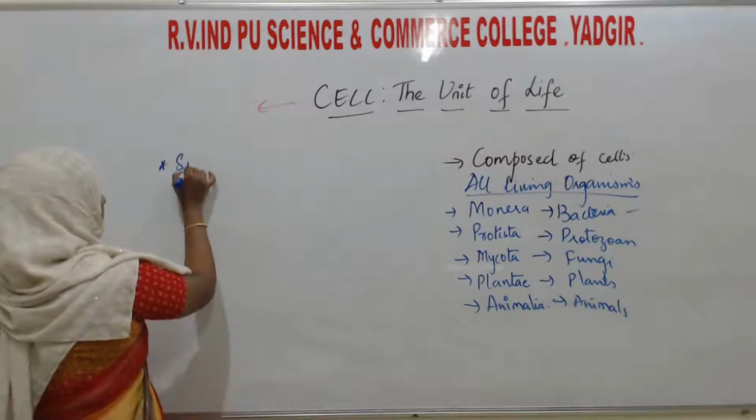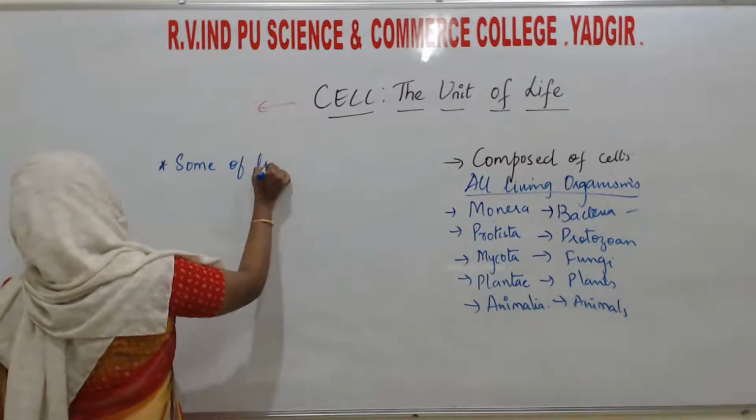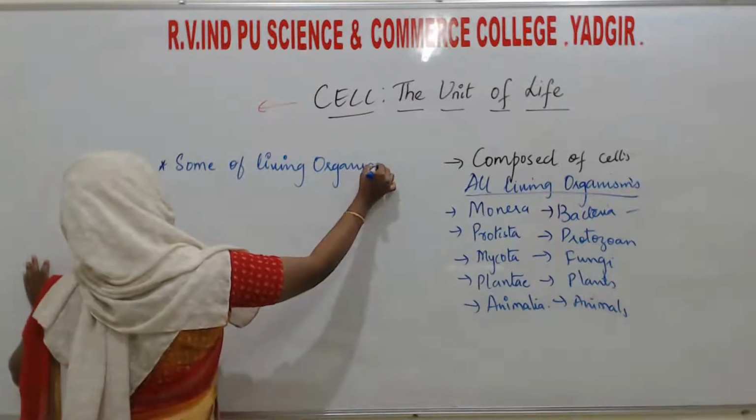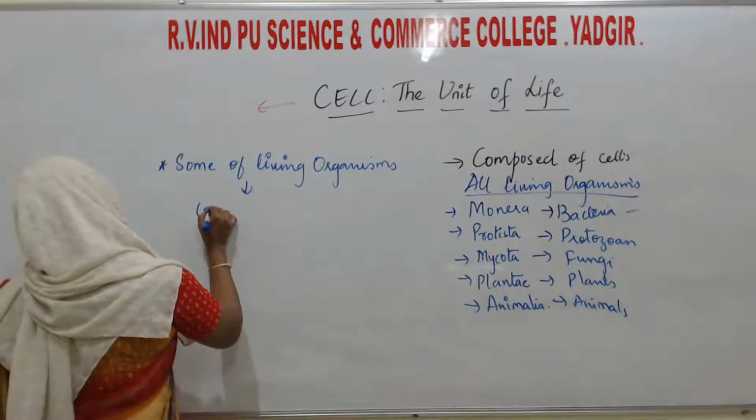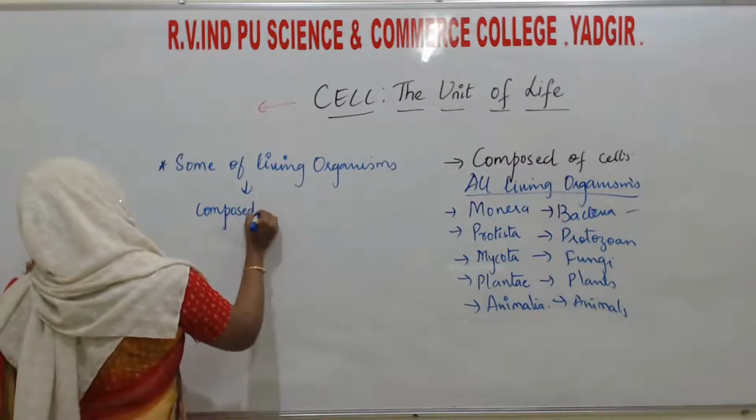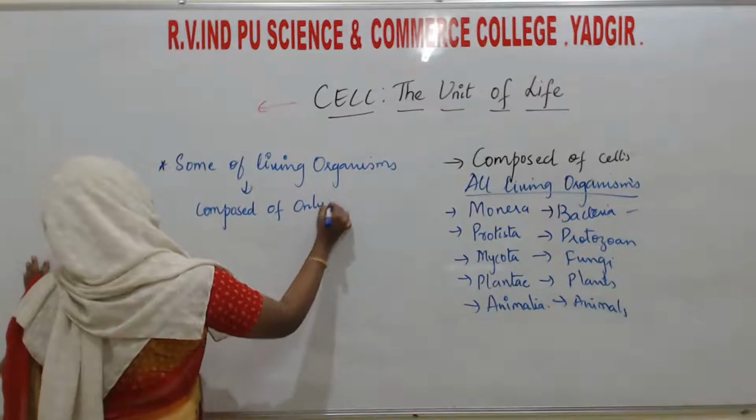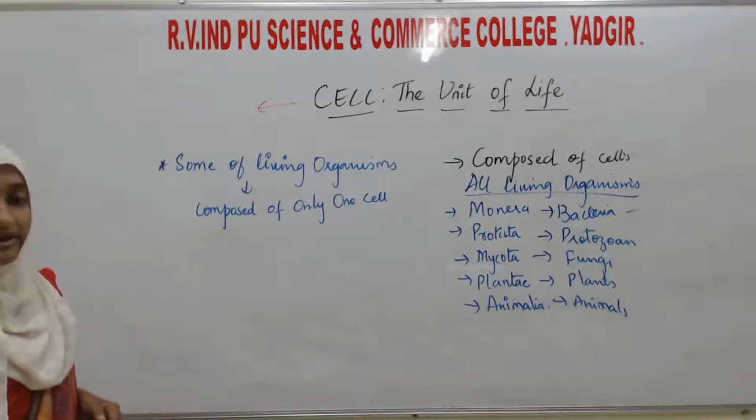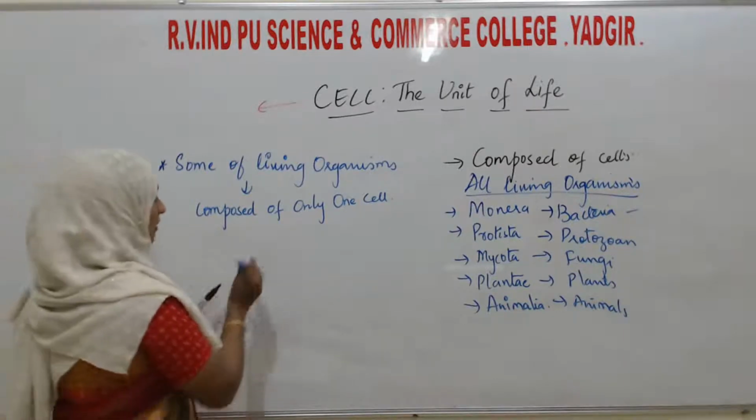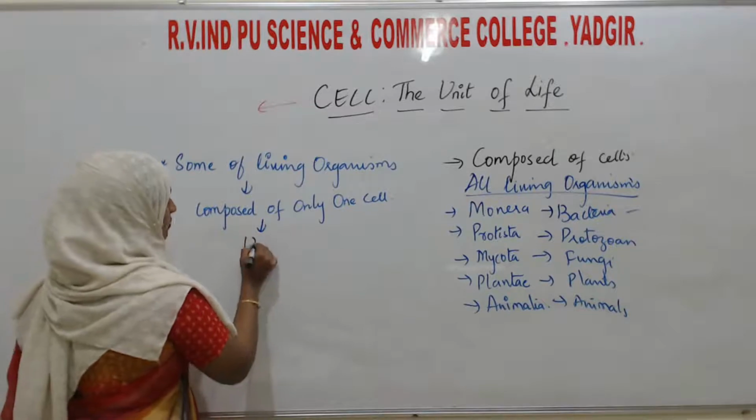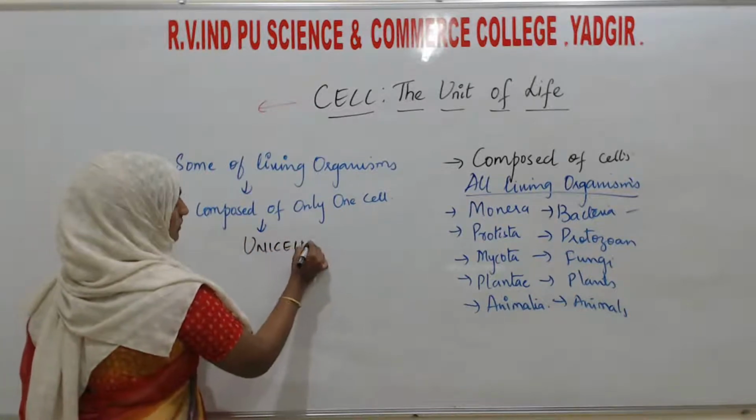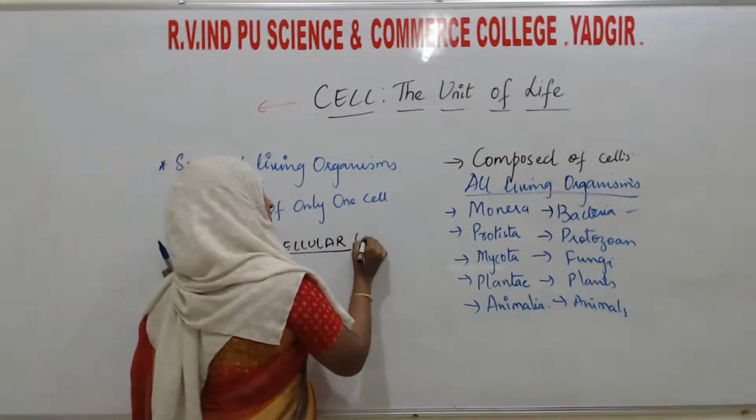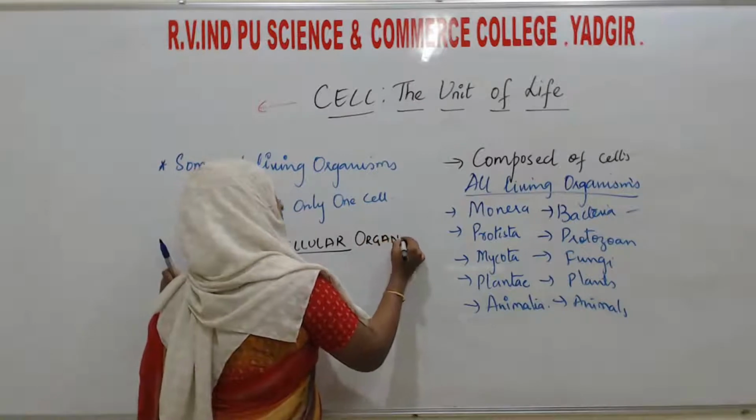Some living organisms are composed of only one cell. How many cells? Only one cell. That type of living organism we can call a unicellular organism.